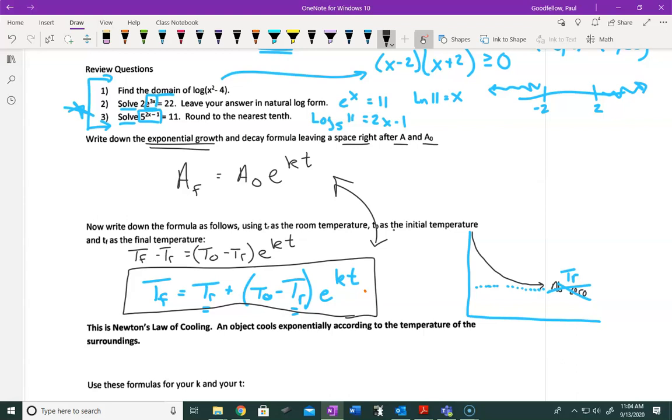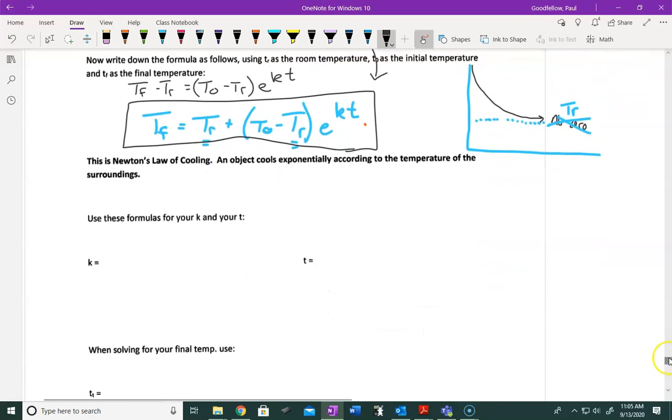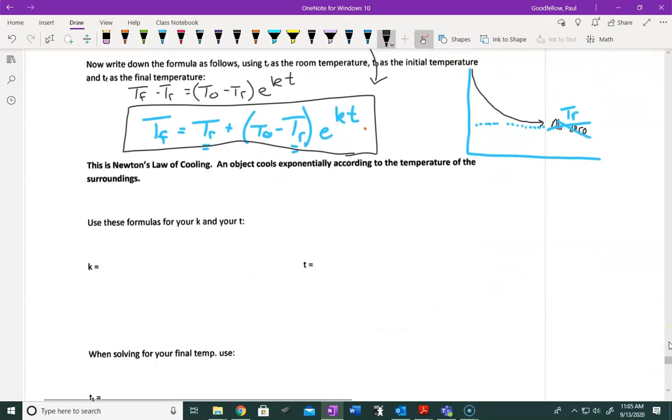And things do this. They decay and they cool at a rate that's exponential. That's why when you take the muffins out of the oven, they don't stay 350 degrees for an hour and a half. They cool relatively quickly, and then they cool to room temperature once they've been removed, okay? Now, this Newton's law of cooling really does have a lot of really cool ideas associated with it.